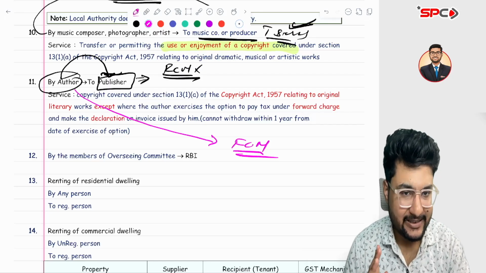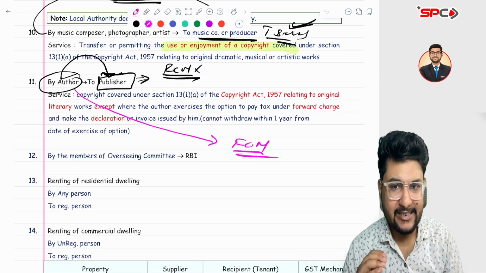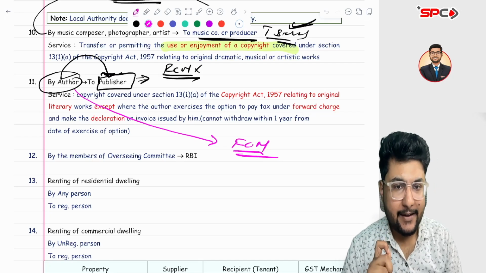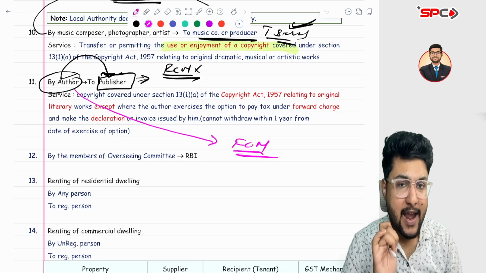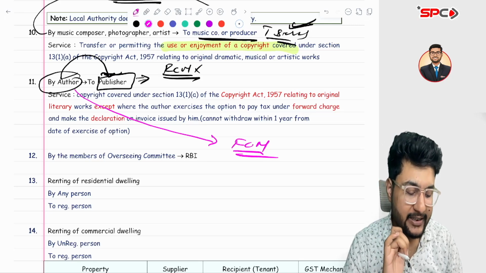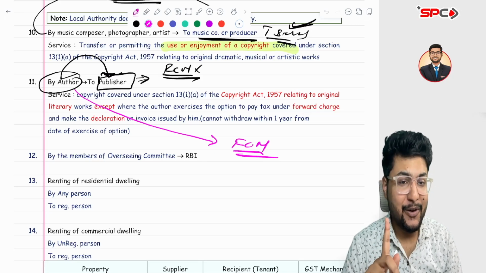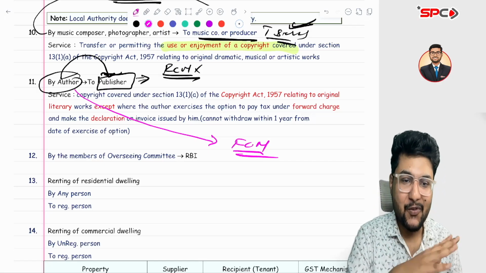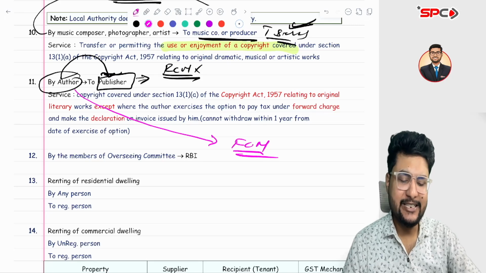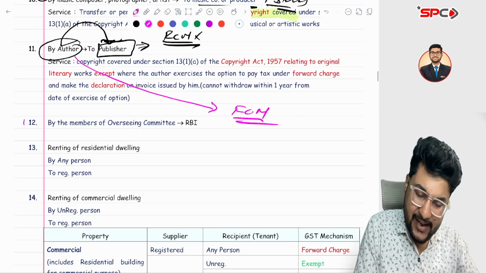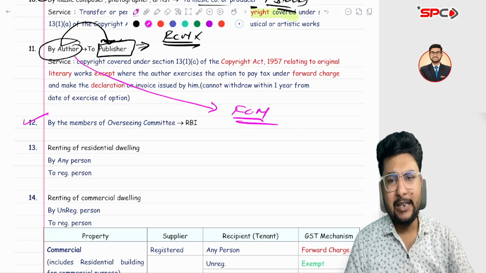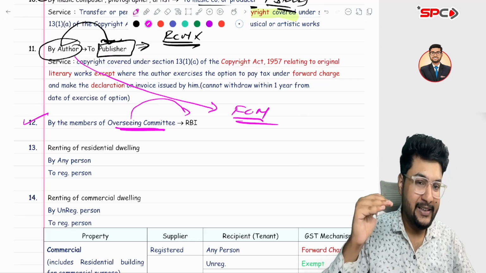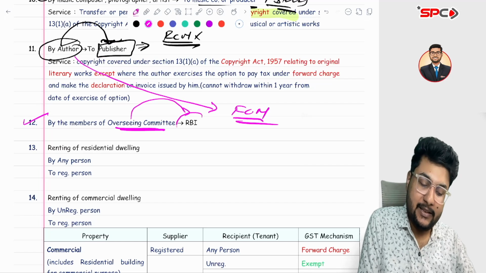You have to take a registration first of all. After taking a registration, sir, you have to pay tax yourself. You have to issue an invoice, and you have to opt for the forward charge mechanism. You also have to give a declaration, sir, that I will not withdraw it for 1 year. I will not withdraw till 1 year from the date of exercise of the forward charge mechanism. Was it clear? Yes, sir. Is it clear? Another is a very C category topic. If any member of an overseas committee gives services to the RBI, and this overseas committee doesn't have registration, then RBI of course will pay that tax.